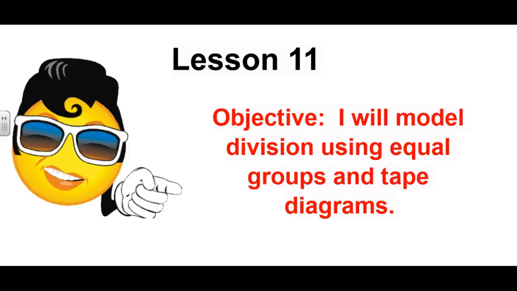Okay, so for lesson 11, you're going to be modeling division using equal groups and tape diagrams. I know that you've seen tape diagrams probably on Zearn, and you probably used some tape diagrams last year, but we're going to use those for quite a few lessons in this module to represent multiplying and dividing. But they're really just like equal groups. We just label them a different way.